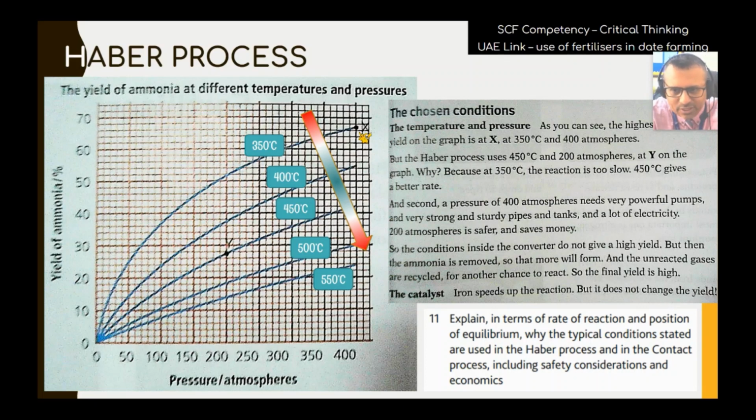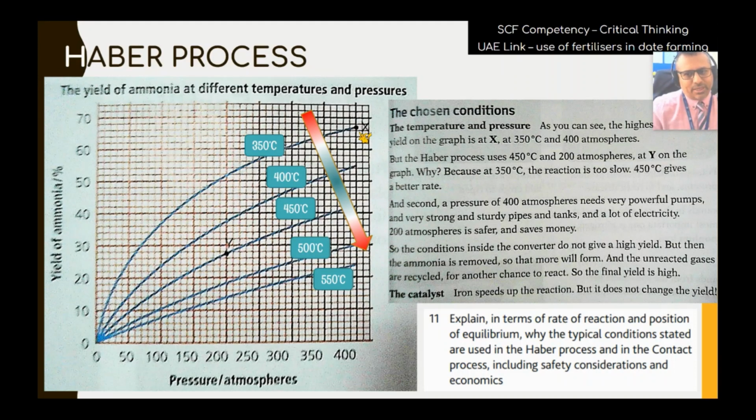200 atmospheres, however, is safer and saves money. So the conditions inside the converter do not give the maximum yield, but then the ammonia is removed, so more will form. And the unreacted gases are recycled for another chance to react, so your final yield is actually high.